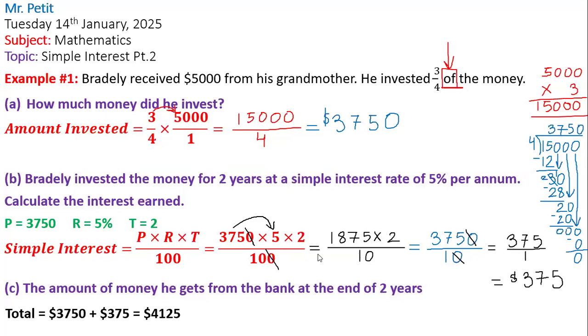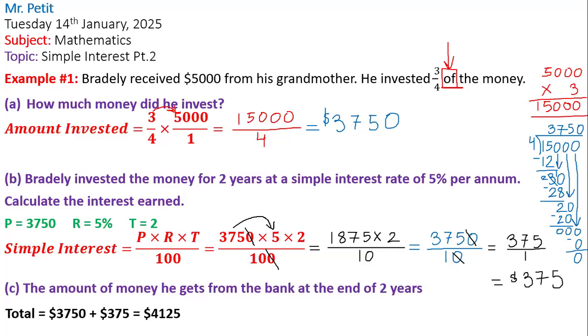But remember, it's still over 10 because we still have a 0 here. Then we cancel the zeros, and we're left with 375 over 1, which is 375. That makes sense? Oh, yes, sir, I get it. You sure? Yes, sir. Good.